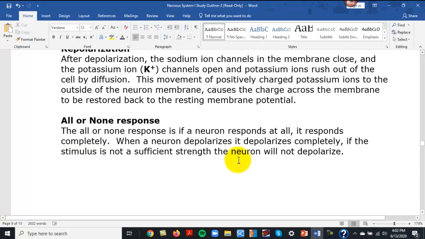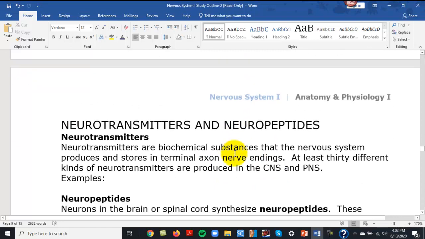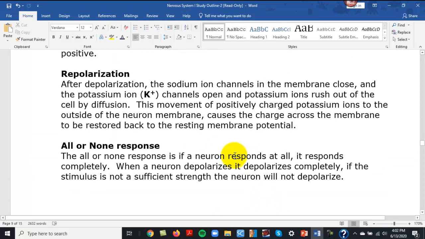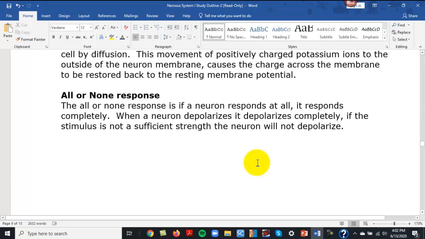Nerves are all or none. They will either conduct an electrical impulse or they will not. Just think of things that are all or none. A person is not almost pregnant. A person is either pregnant or they're not pregnant. That's the same thing with nerve conduction. Nerves either conduct an impulse, it reaches threshold, or it will not.